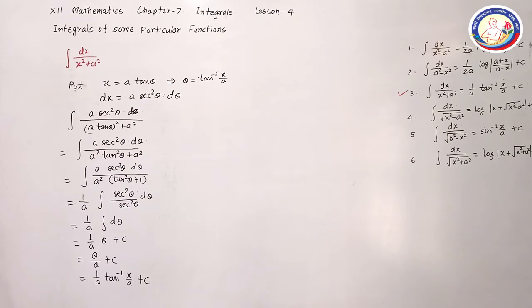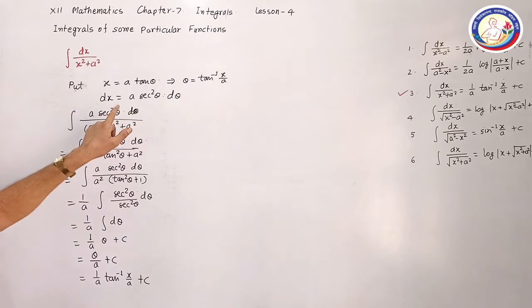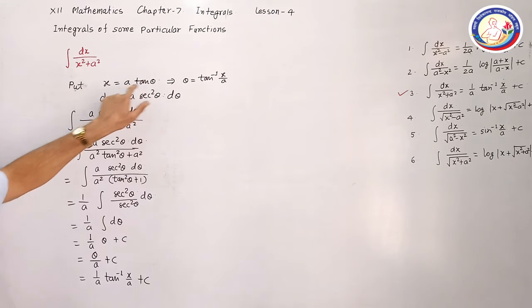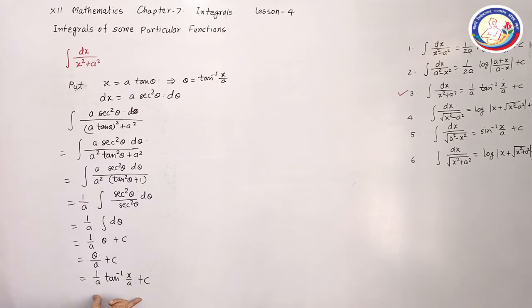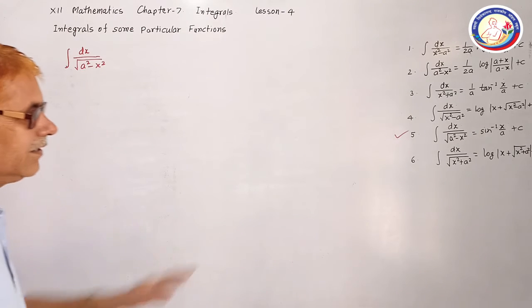So what we have done? We have made a simple substitution. X as a tan theta, then theta will be tangent inverse x by a. How? Divide x by a, then we will have tangent theta equal to x by a, and theta will be tangent inverse x by a. And this is the formula we obtained. We use it as a formula. Now the fifth formula, or the integral fifth.